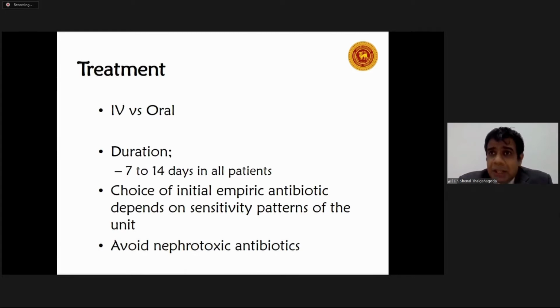You may be pushed against a wall where your child is very ill and septic, and the only antibiotic your culture is sensitive to is gentamicin. Then, by all means, you need to use it. But if there is an alternative, please avoid aminoglycosides.